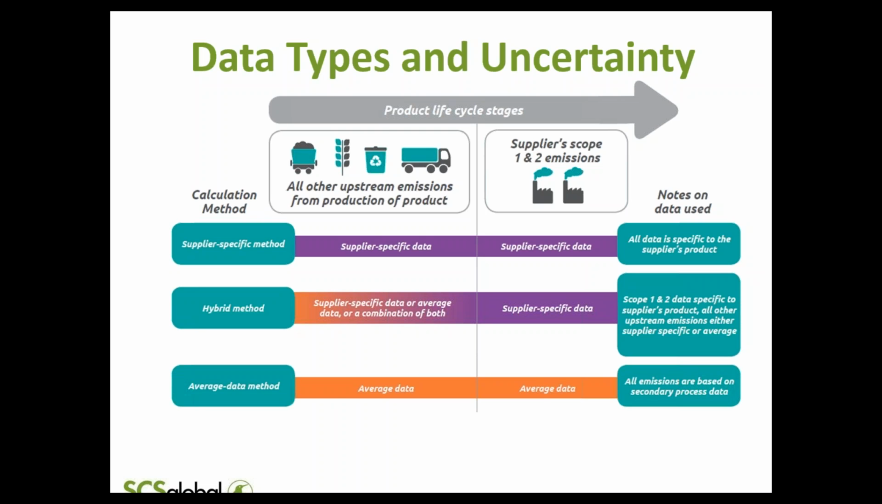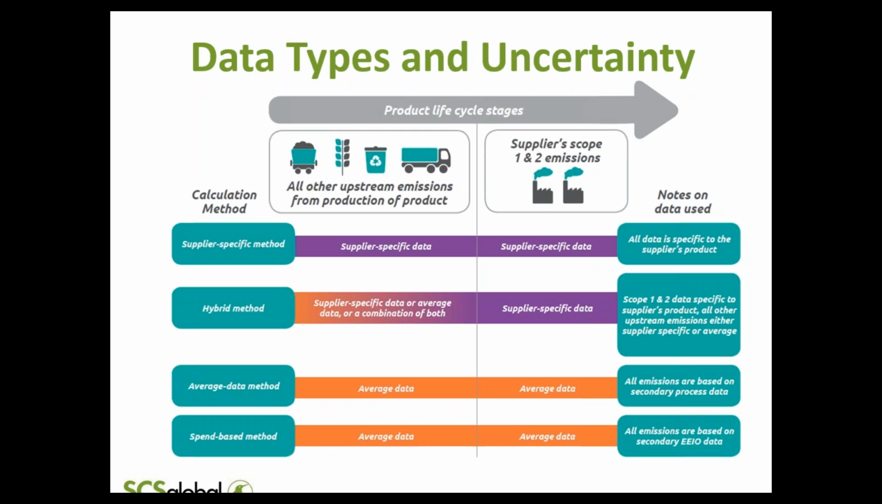The third step down is simply the average data method. So this is using something like a lifecycle assessment database to characterize the entire supplier's emissions. So say if you're purchasing an aluminum component from a supplier, you simply take a data set from a database like EcoInvent and populate that in your greenhouse gas inventory without doing any supplier data collection. And then the furthest down the rung, this is called the spend-based method. So these are emissions based on secondary, what's called EEIO data. I'll speak to that in a couple of slides.